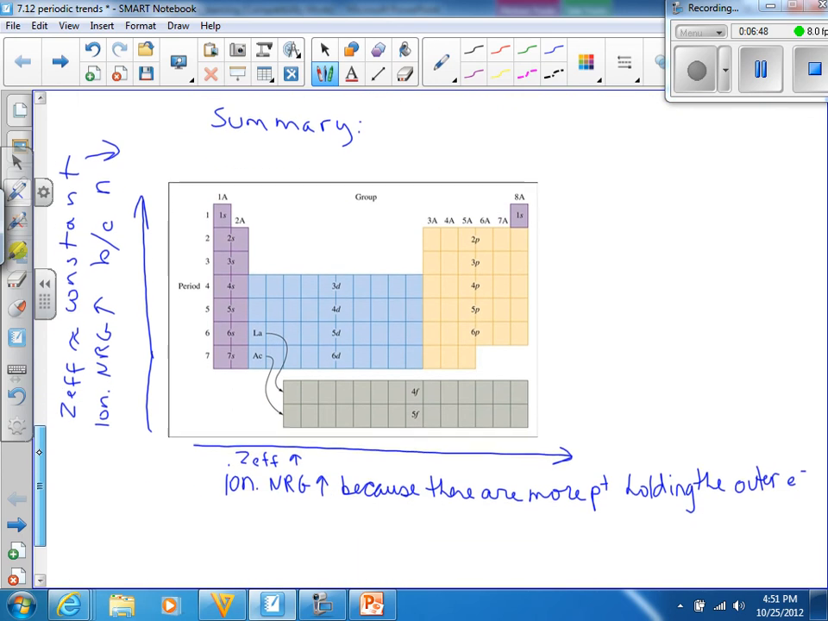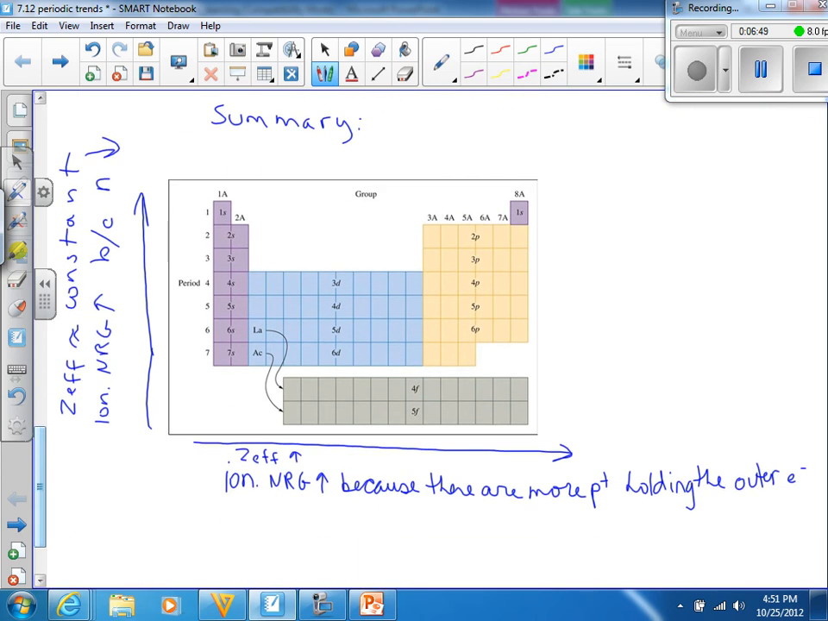So here's a summary for Z effective and ionization energy. So when we go from bottom to top of the periodic table, Z effective is approximately constant because the number of protons does go up, but the number of outer electrons is constant in a single column. The number of core electrons is increasing, so even though we have that increase in protons, we don't have a large increase in Z effective.